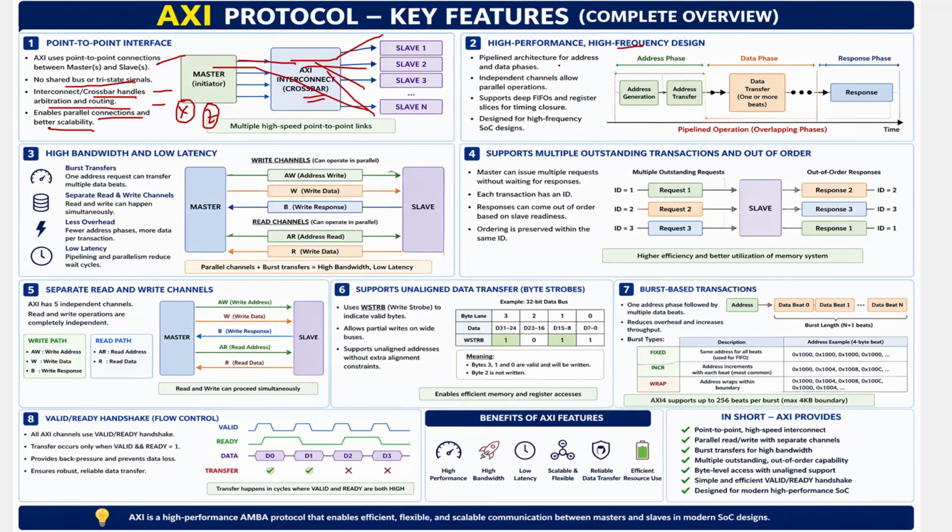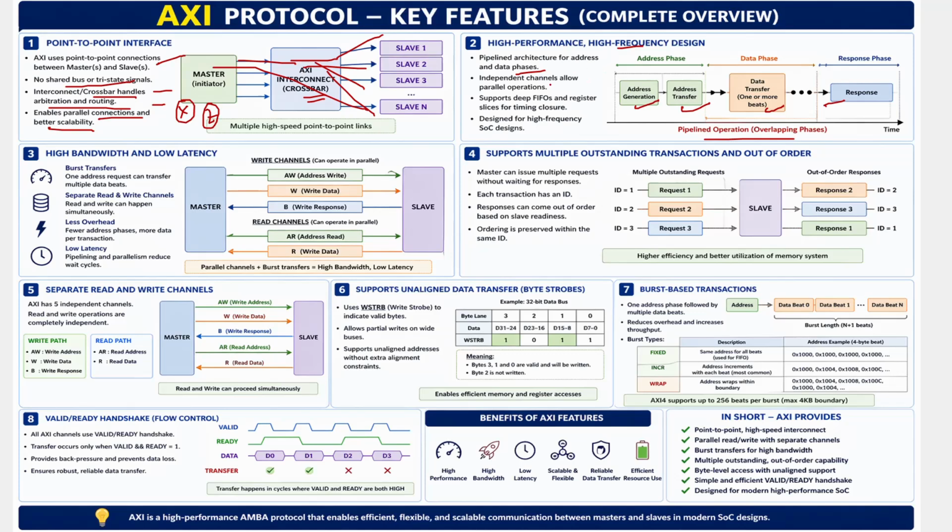I told you that it is a parallel transaction and a pipelined architecture for address and data phases. We are having generation of address, then address transfer and data transfer for one or more beats, and then we are getting the response. In the address phase, we are generating and transferring the address. In the data phase, we are transferring the data. In the response phase, we are receiving the response from slave to master. So this is a pipeline operation. Overlapping phases are also there. One phase is overlapped with another phase.